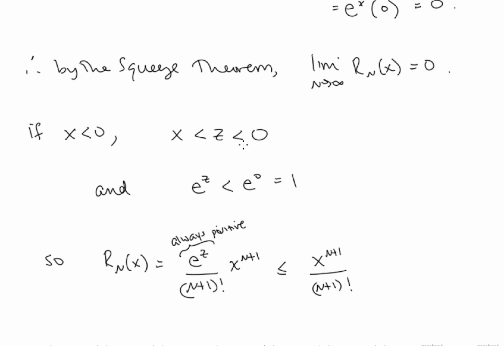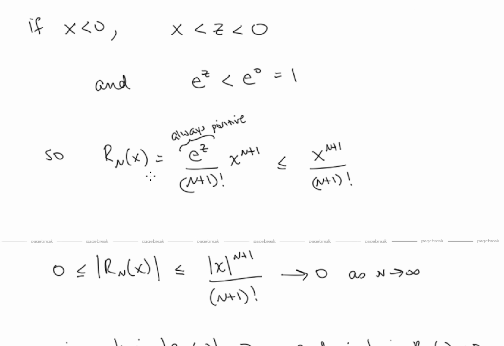If x is negative, then we have x less than z less than 0, because z has to be strictly between 0 and x. And this tells us that e to the z is less than e to the 0, which is 1. So our remainder term is then less than or equal to x to the n plus 1 over n plus 1 factorial. Now in this case, since x is negative, we need to use absolute value to be able to apply the squeeze theorem.